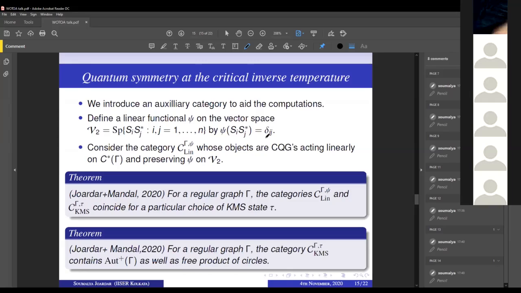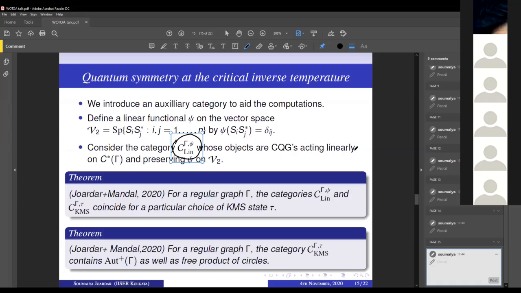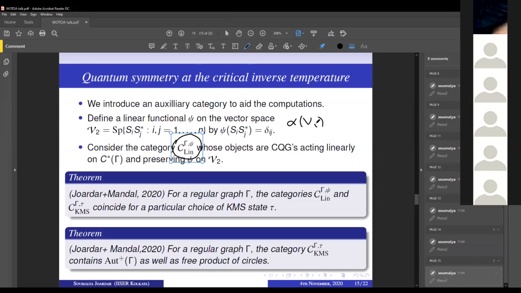So we can take this linear functional, perfectly fine, well defined, and then consider the category. This is another category, which is easier to handle, whose objects are CQJs acting linearly on the graph system, like before. Linear coaction, we know what we mean by linear coaction, and if it is linear, then one can check that linear coaction actually preserves this vector space. Then it makes sense to talk about whether this linear coaction preserves the linear functional or not, because this preserves the vector space, so we can hit the linear functional on this vector space.